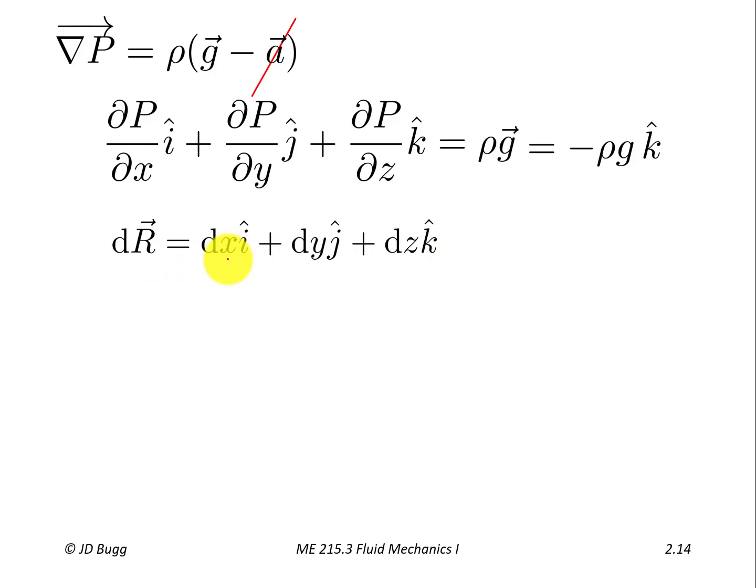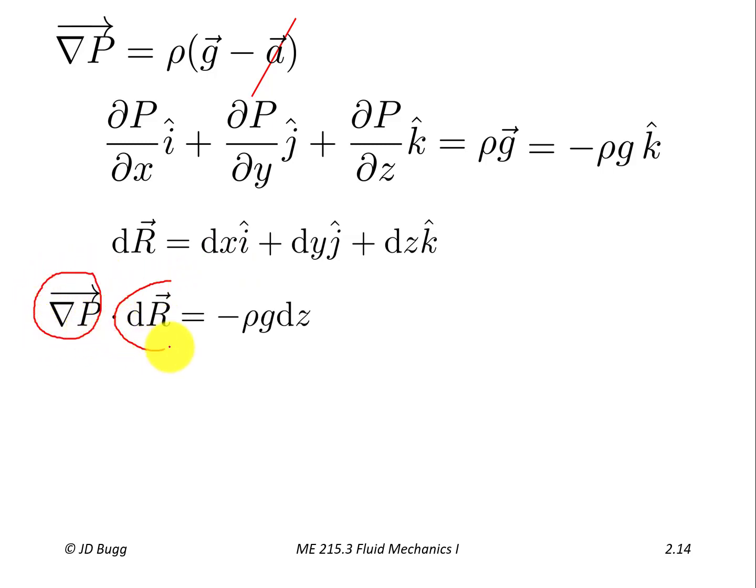So now the next thing that we need to do is calculate the dot product between these two vectors, our pressure gradient vector and our dr vector. If we do that, our pressure gradient vector only has a k component, as we've noticed. So there's not going to be any contribution of the i and j components. We just take minus rho g multiplied by dz. So the result of that dot product is minus rho g dz. Notice this is a scalar because it's a dot product resulting from two vectors.